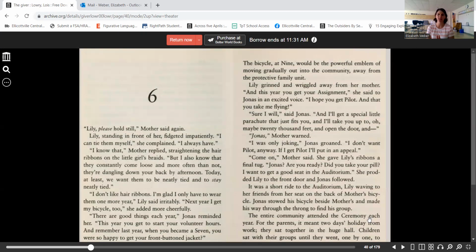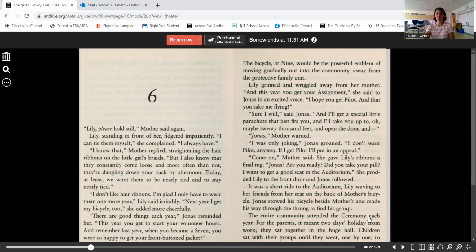Come on, Mother said. She gave Lily's ribbons a final tug. Jonas, are you ready? Did you take your pill? I want to get a good seat in the auditorium. She prodded Lily to the front door and Jonas followed. It was a short ride to the auditorium, Lily waving to her friends from her seat on the back of Mother's bicycle. Jonas stowed his bicycle beside Mother's and made his way through the throng to find his group.